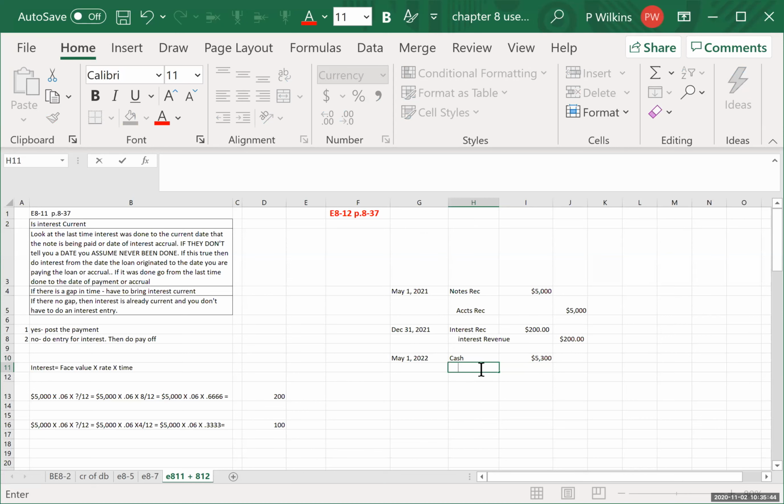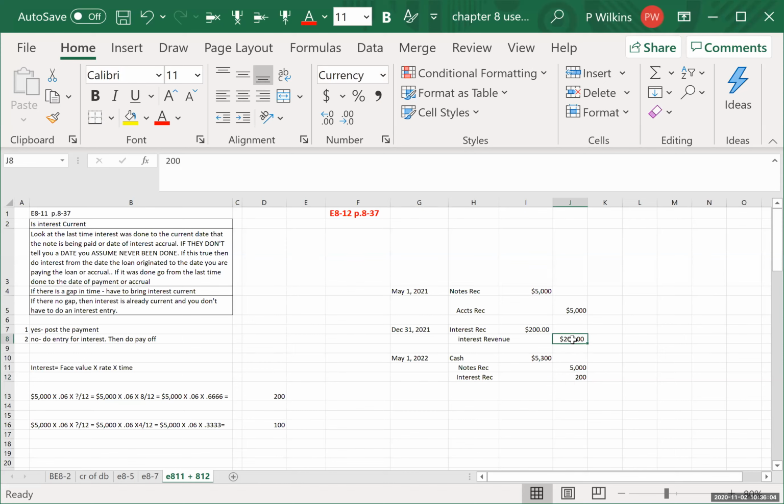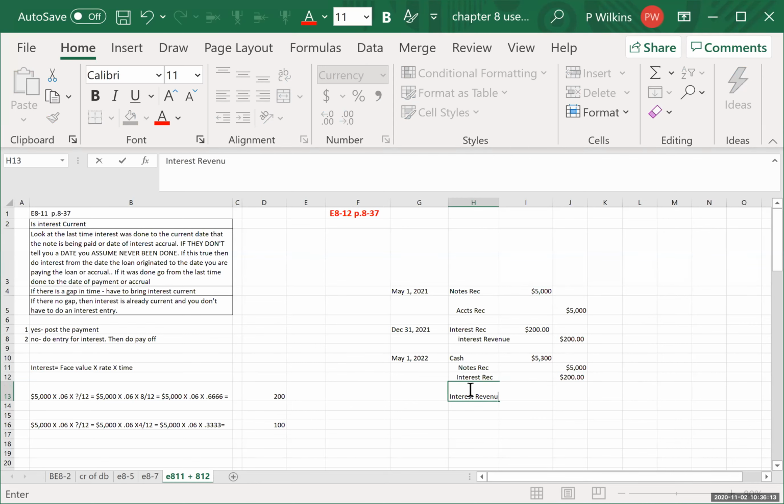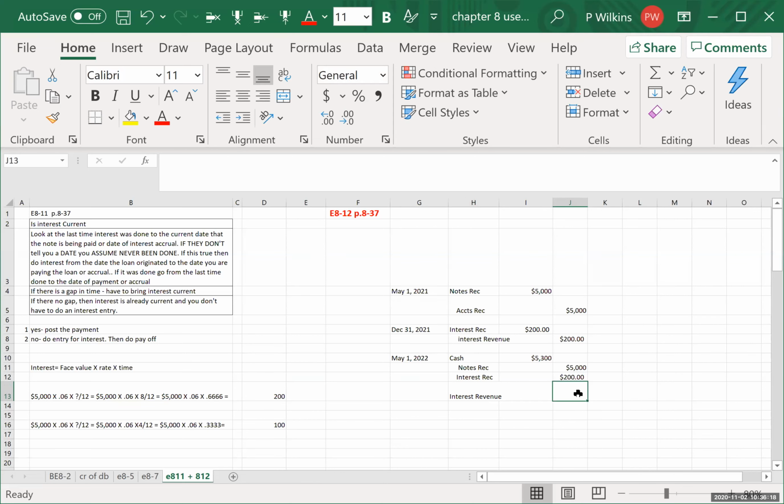Then we're going to credit notes receivable to get rid of the note, and that's for $5,000. We are then going to credit interest receivable for the amount of interest that we had charged before, which was the $200. And then we are going to credit interest revenue for the current amount of interest that we just figured out, the $100.